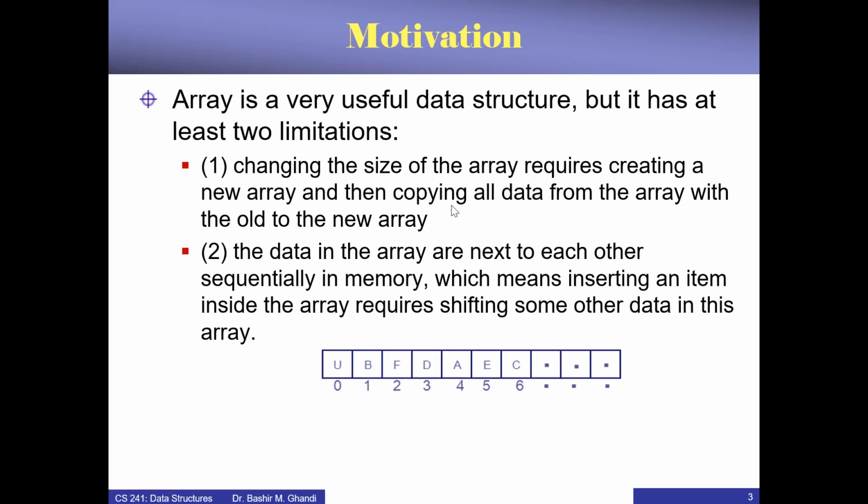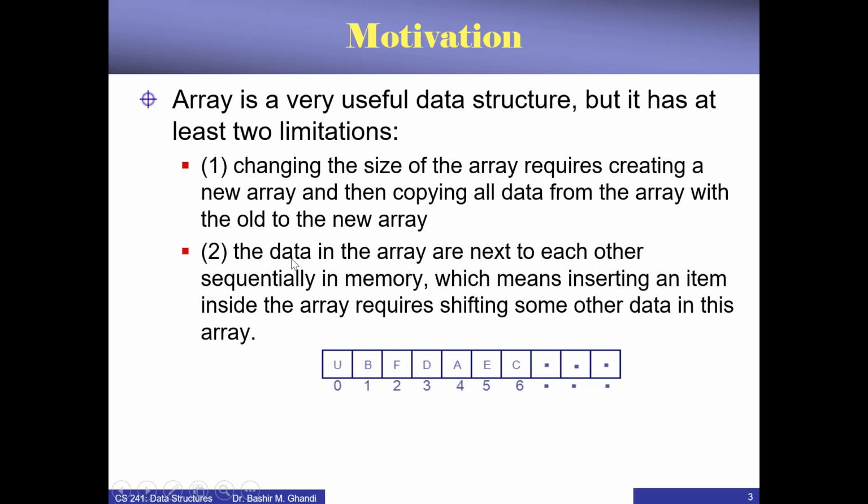The second problem with array is that it is what is called contiguous, meaning the elements of an array are arranged sequentially in the memory. Next to the cell containing U here, for example, is the cell containing B, and so on. The problem with this is if you wish to insert a new element in between, this is not possible, at least not for free. You have to shift all the other elements that are already in the array to the right to create room for an insertion. So this is another area where array has a problem.